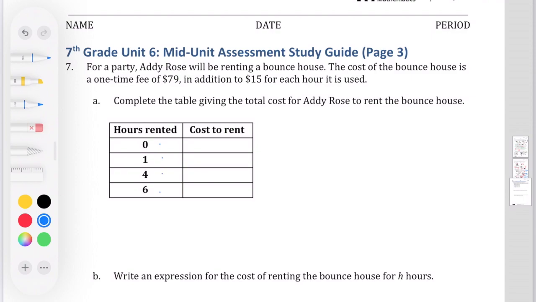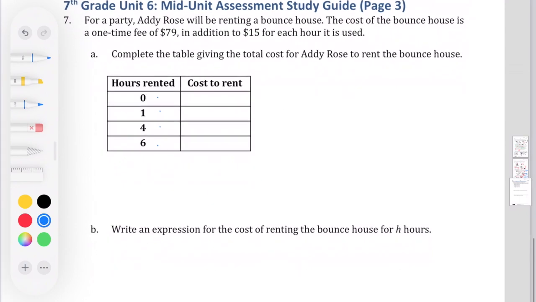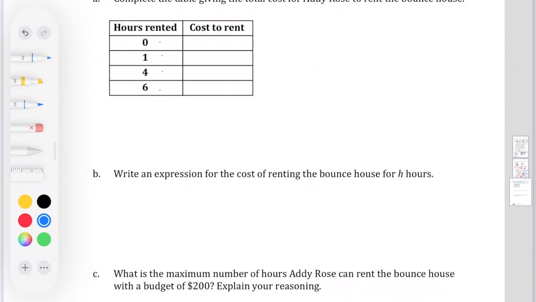So we need to be able to set up an equation to plug those hours in for X. Then part B, write an expression for the cost of renting the bounce house for H hours. So even though for part A, you could kind of think critically and reason out the answers for 0, 1, 4, and 6 hours to rent that bounce house, part B, we actually have to set up that expression.